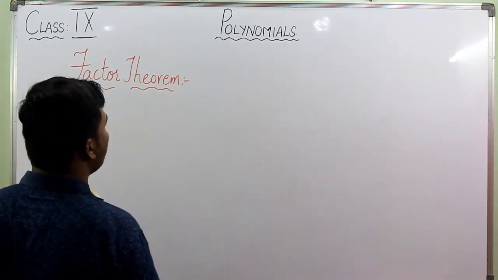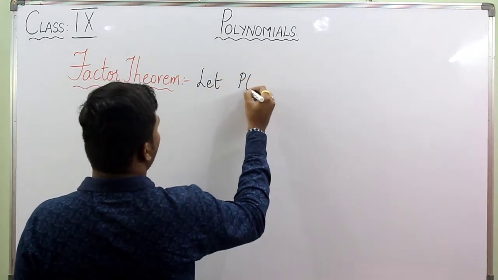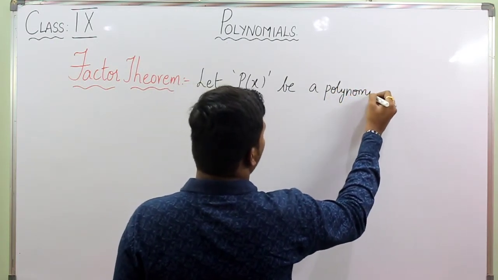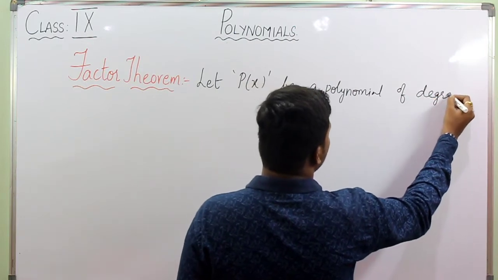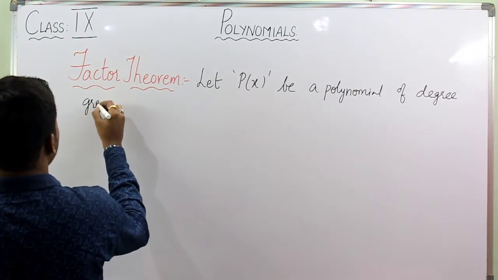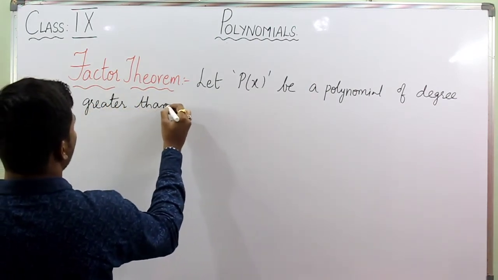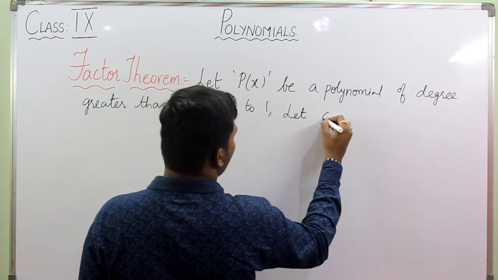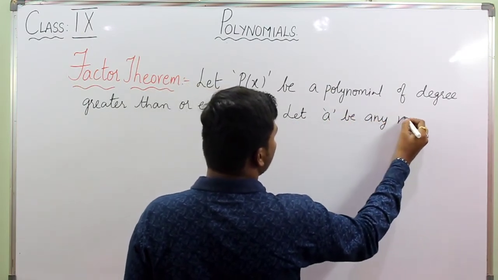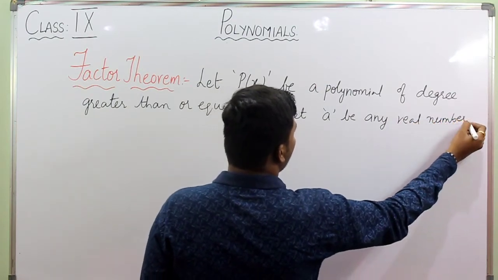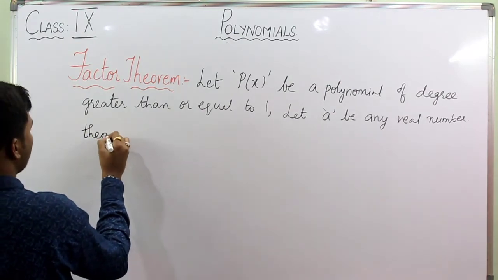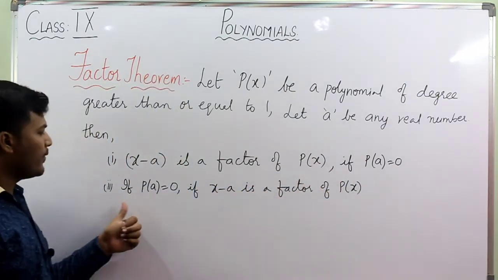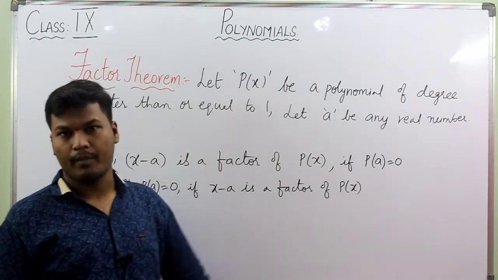Okay, for that let us consider, let p of x be a polynomial of degree greater than or equal to 1, and let a be any real number. Then x minus a is a factor of p of x if p of a is 0, and p of a is equal to 0 if x minus a is a factor of p of x.